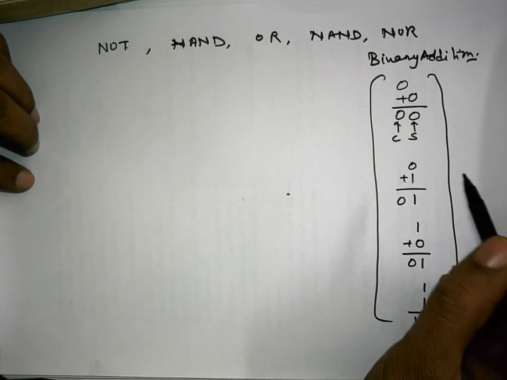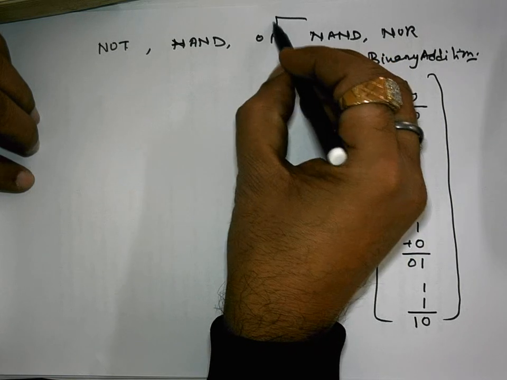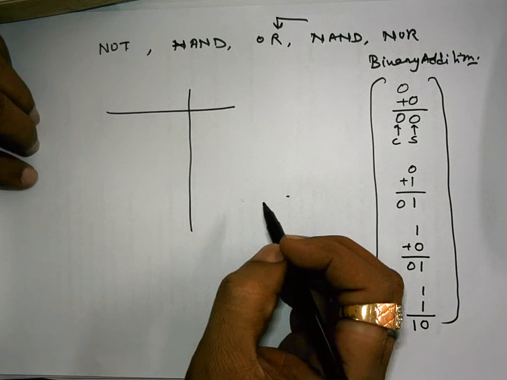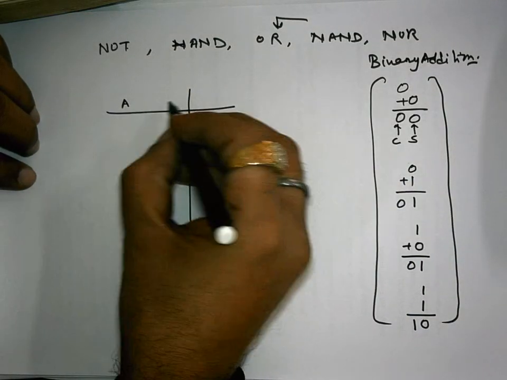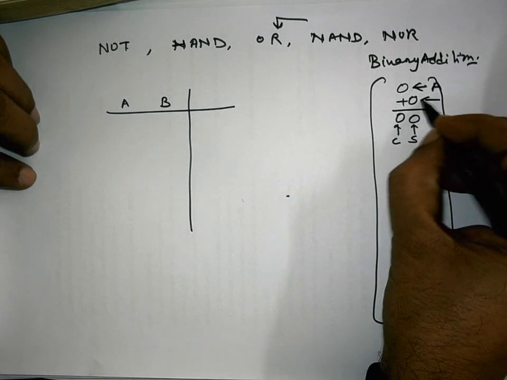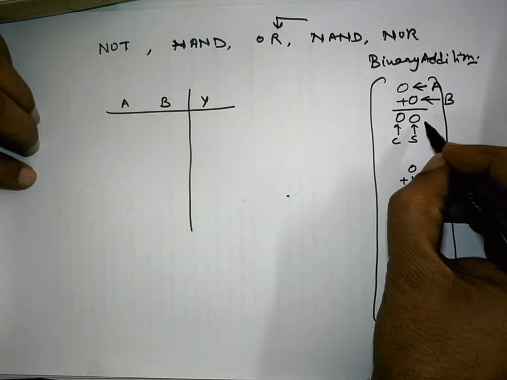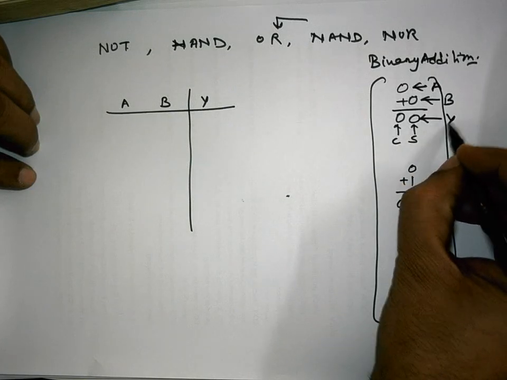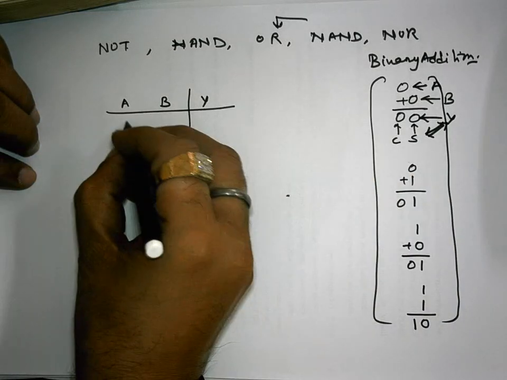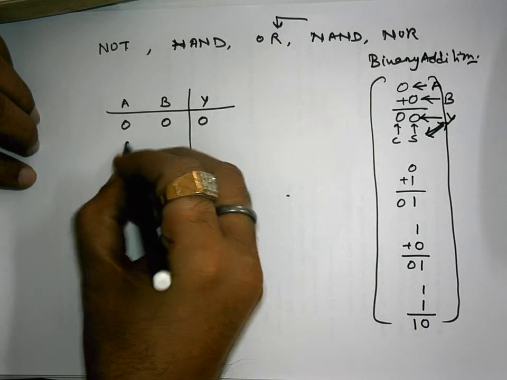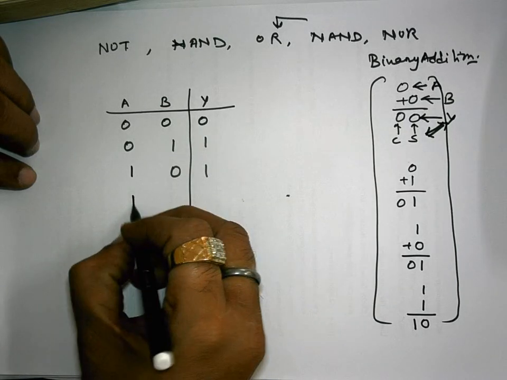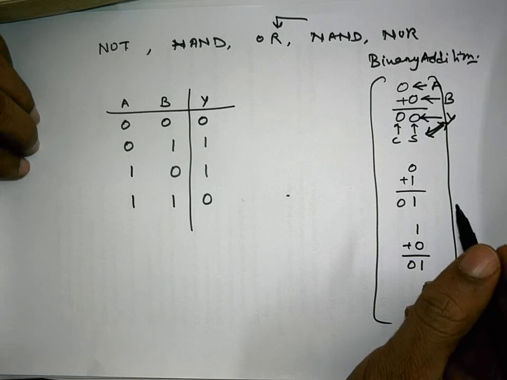We have studied Boolean addition, and Boolean addition is dealt with the OR gate. If we form the truth table for this binary addition, suppose A and B are the bits to be added. We say this bit is A and this is B, and Y or S as the output, they are equivalent. So if the input is 0 0, the output is 0. In case of 0 1, this is 1. In case of 1 0, this is 1, and in case of 1 1, this is 0.